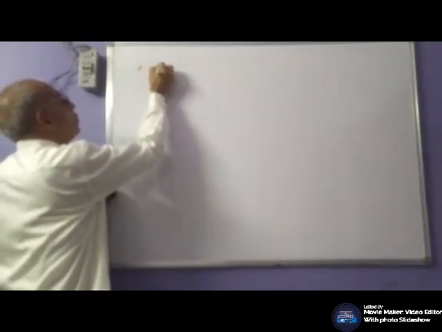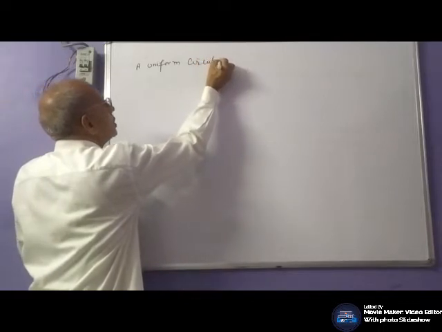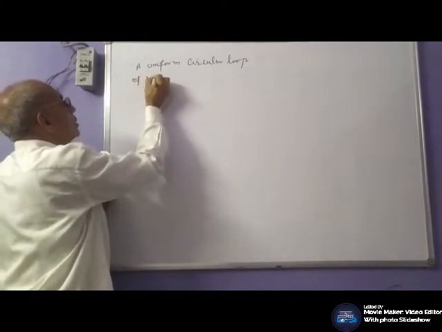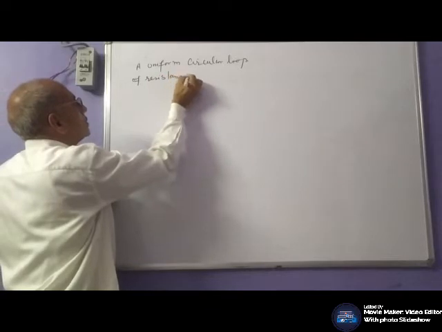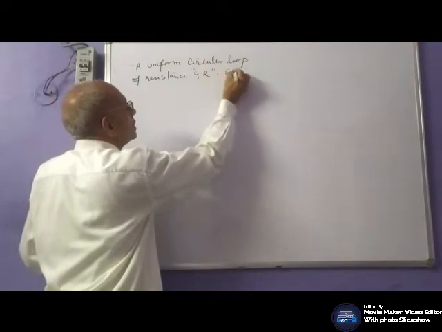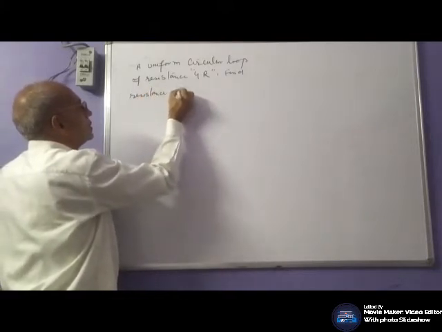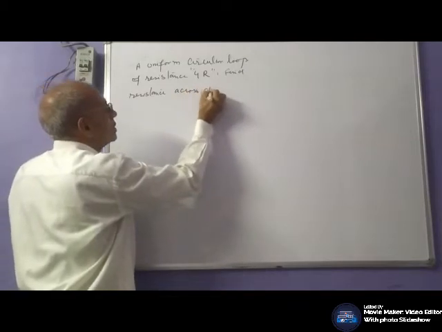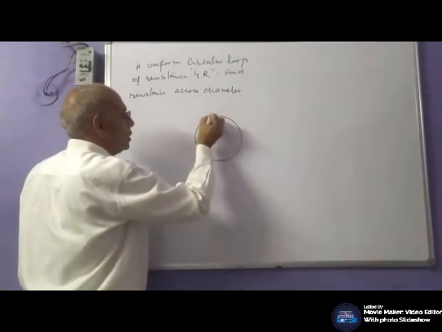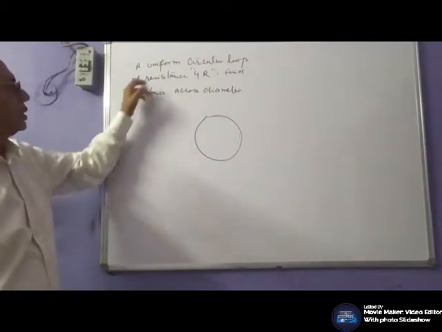A uniform circular loop of resistance 4R. Find the resistance across the diameter. This is a uniform circular loop. Resistance is this.